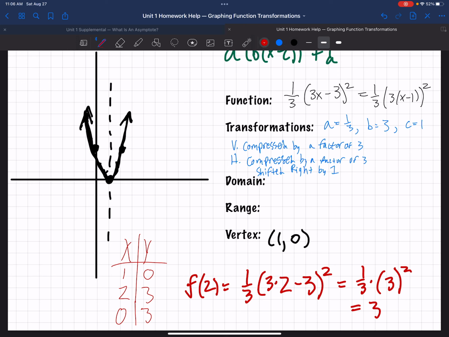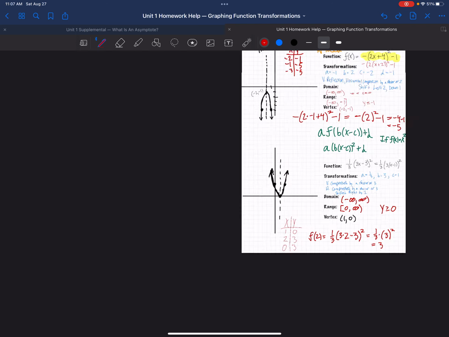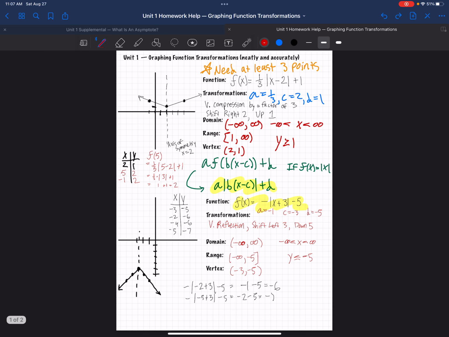Okay, domain. Domain is all real numbers. Range starts at 0, goes up to infinity. And we can say this is y is greater than or equal to 0. And I'm just getting that by looking at the graph. Again, starts at 0, goes up to infinity. So that's my range. And there you have it. All right. I hope that these 4 examples are helpful in figuring out your homework.